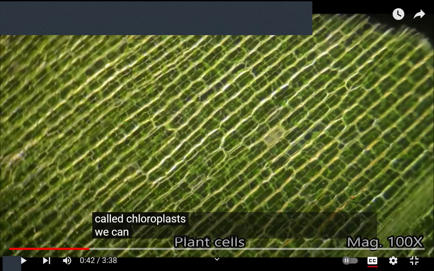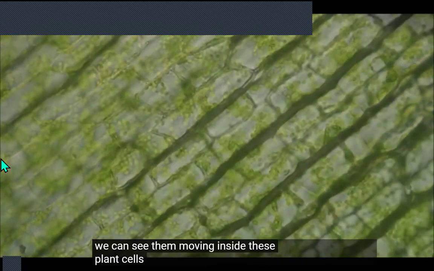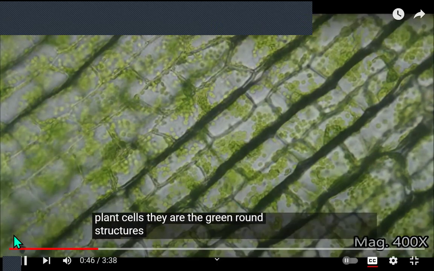Now, listen to this one. You can see them moving inside these plant cells. They are the green round structures seen here.